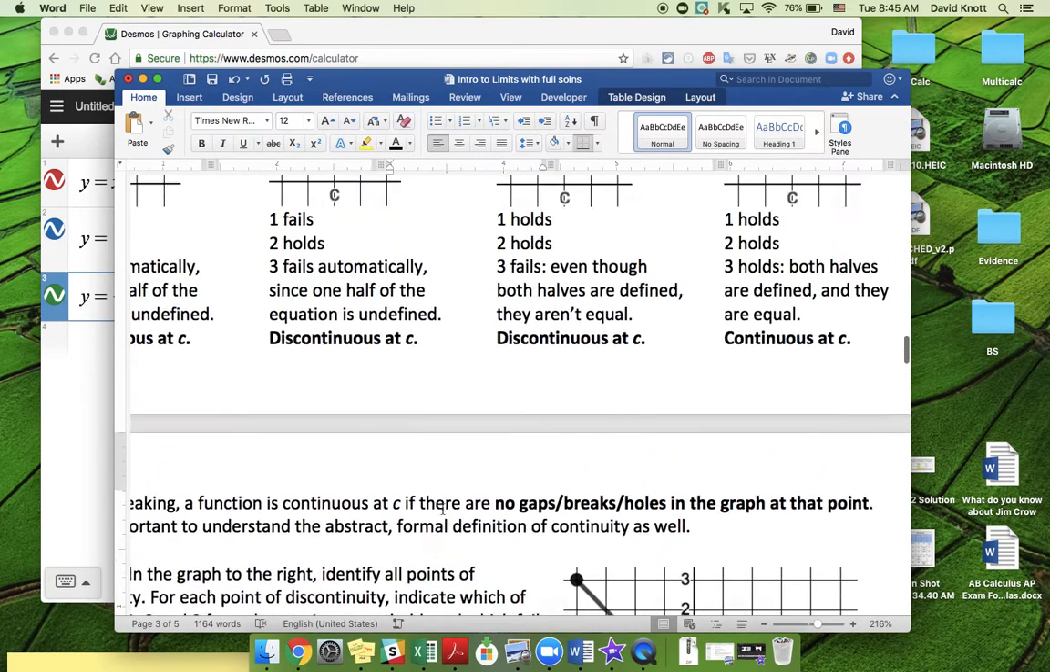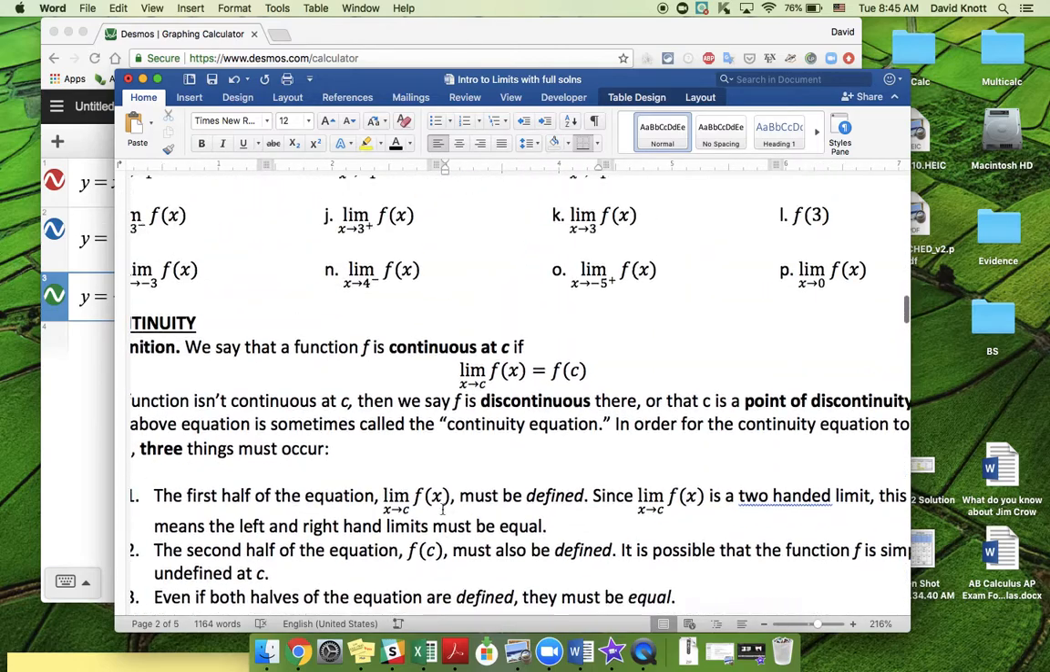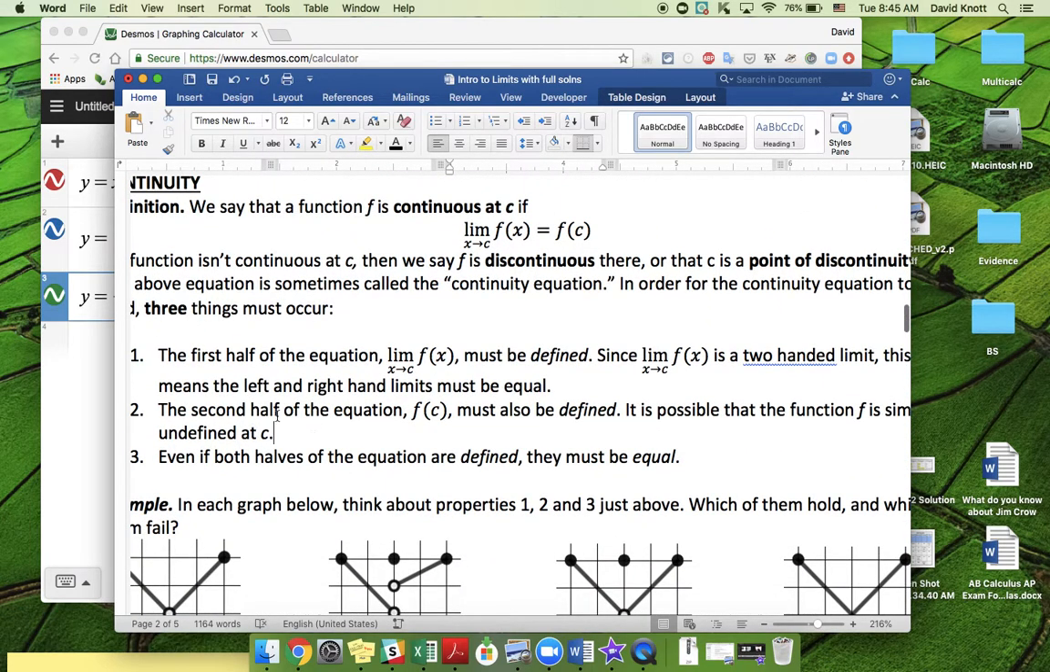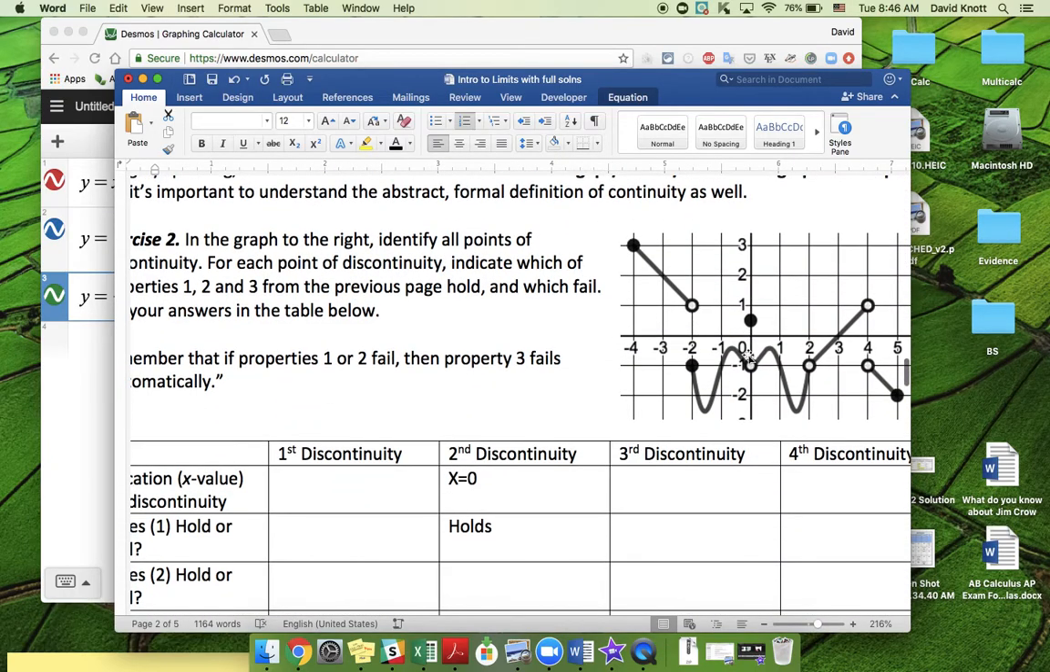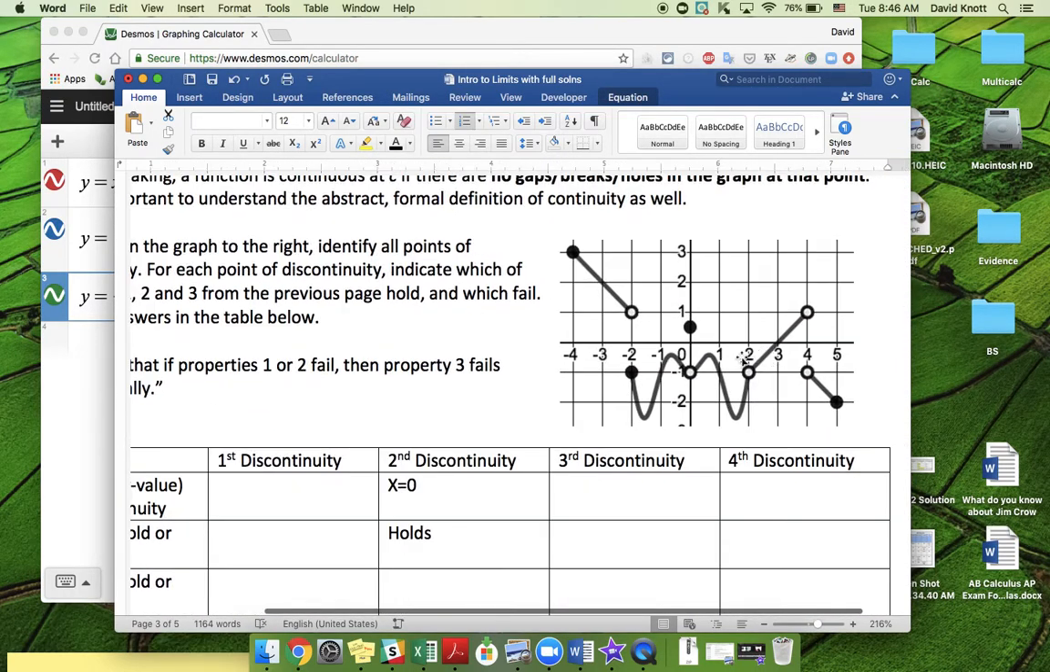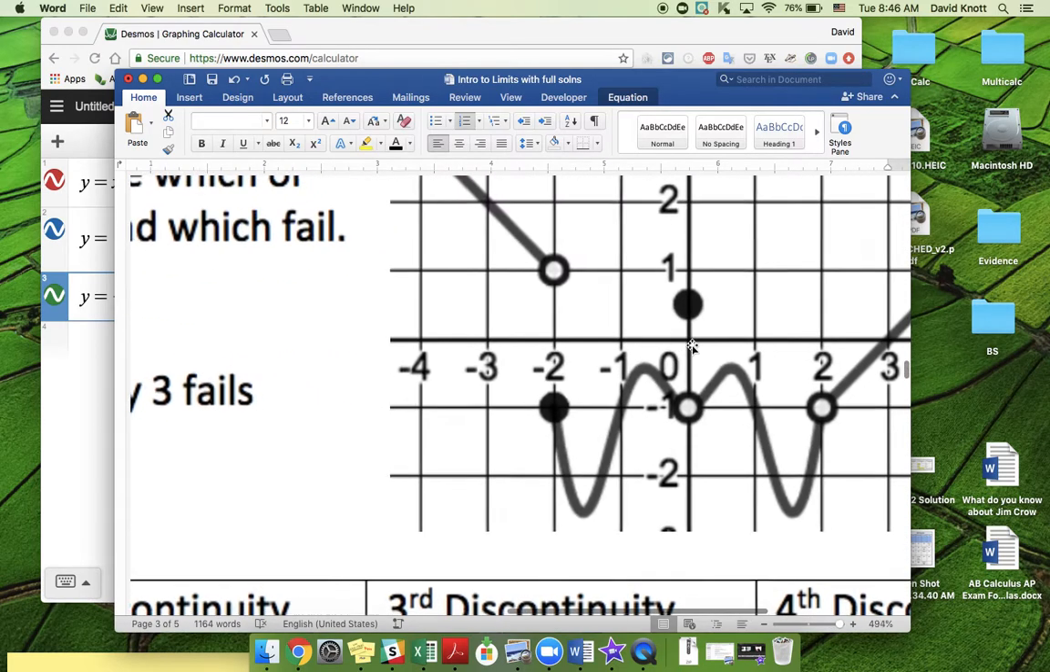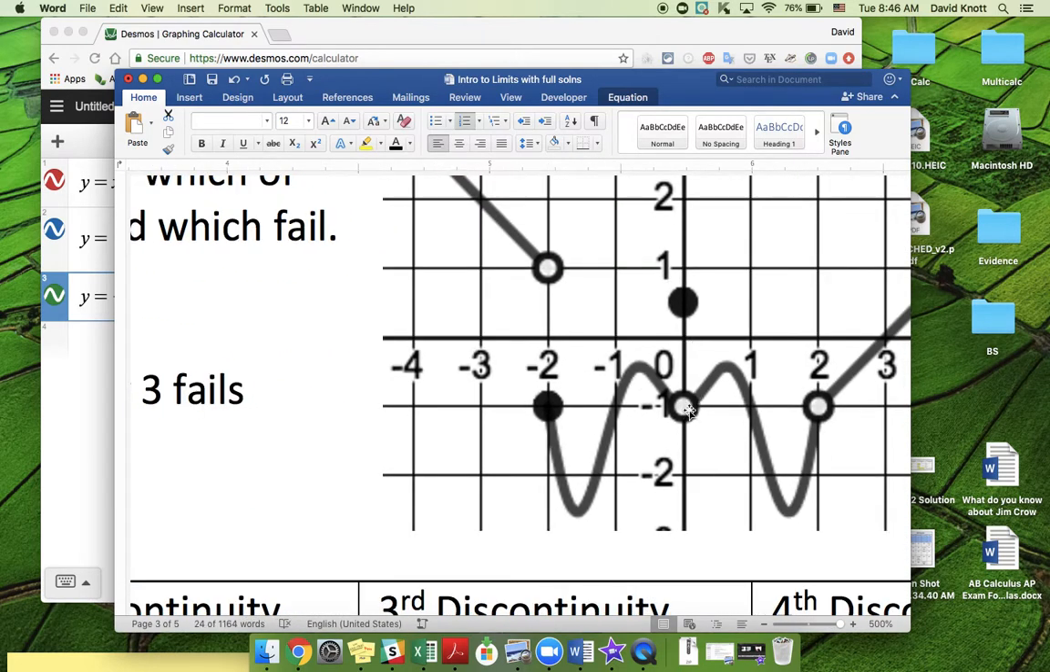The second property is that the second half of the equation, f of c, must also be defined. In other words, the function must be defined at the point. In other words, the function must be defined at 0. Well, is the function defined at 0? A lot of people said no, but it is. Being defined at 0 simply means that the function has a value at 0. Does the function have a value at 0?